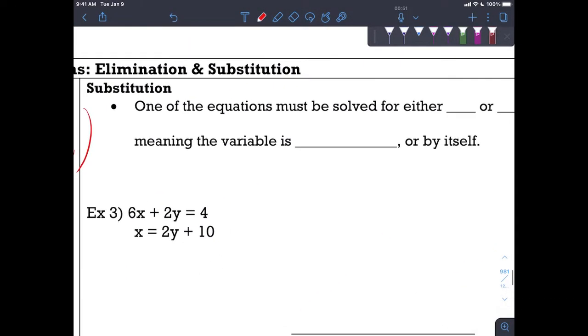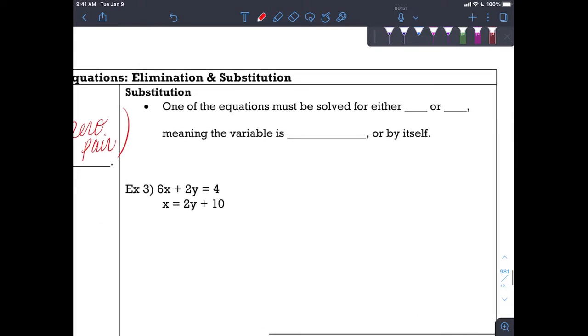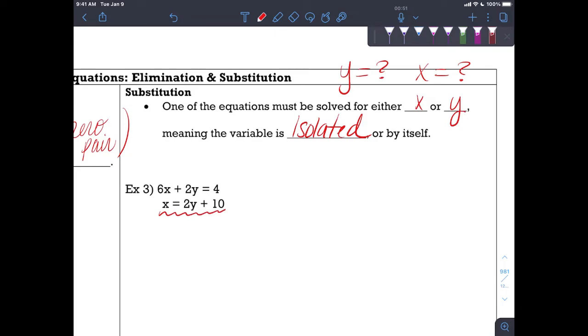Now, what about that substitution? So one of the equations must be solved for either x or y, meaning we got it by itself. So I have y equals everything else or x equals everything else. This is called isolated. This is an example of solving for. So when people tell you solve for x in this equation, they're asking you to get x equals everything else. When they say solve for r, they're asking you to get r equals everything else.